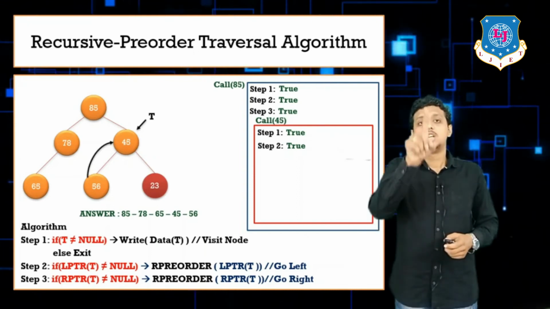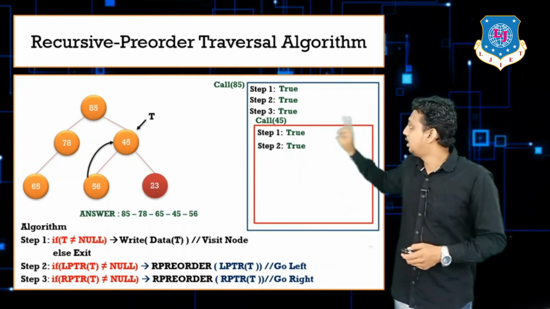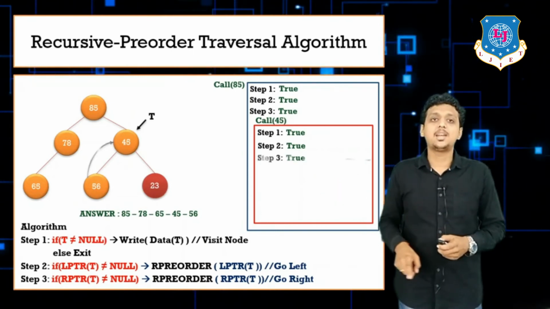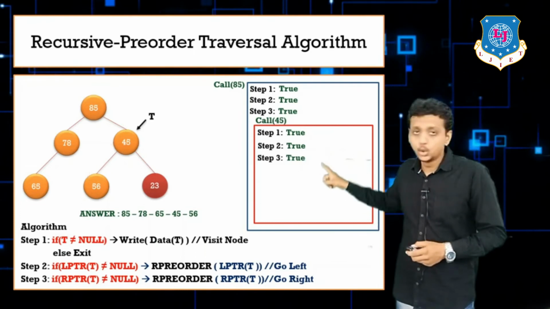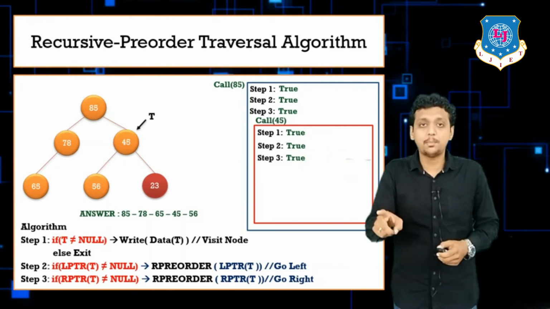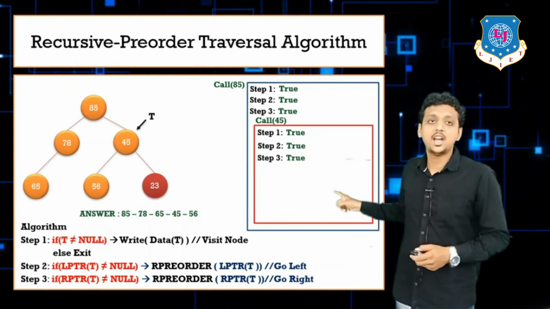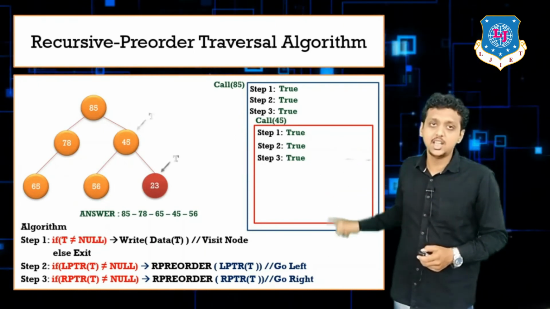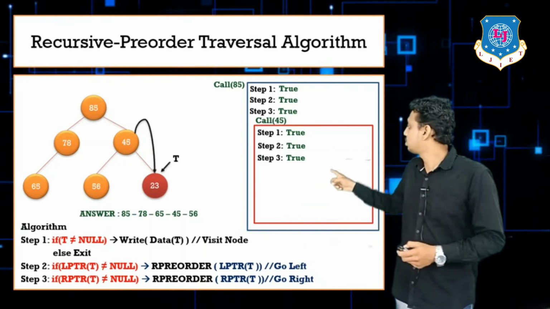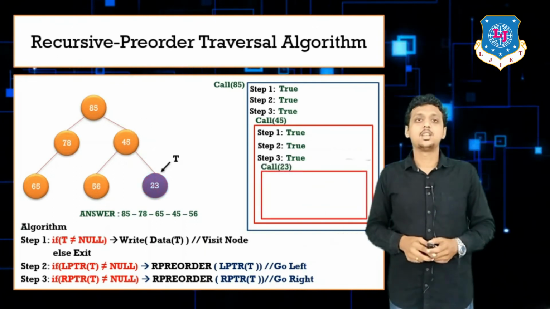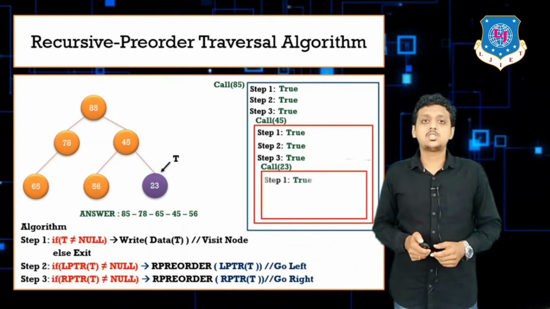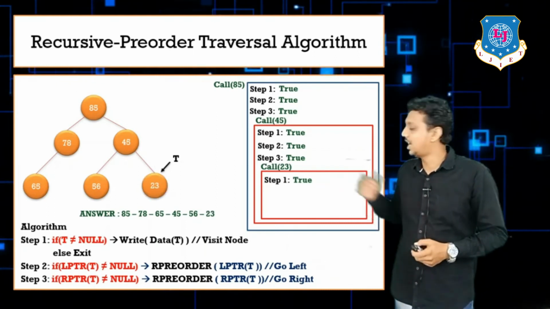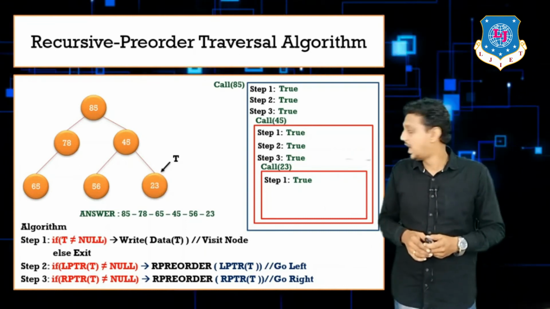Fine. Now if you can see here, only 2 steps are completed for 45. So I need to complete one more, that is step number 3. That becomes true because 45 has a right child. That means we have 23. So we need to apply the function call for 23. So here is the block for function call 23. Step number 1, just write down the data. I'm just visiting 23 and already have the answer in the answer bucket.